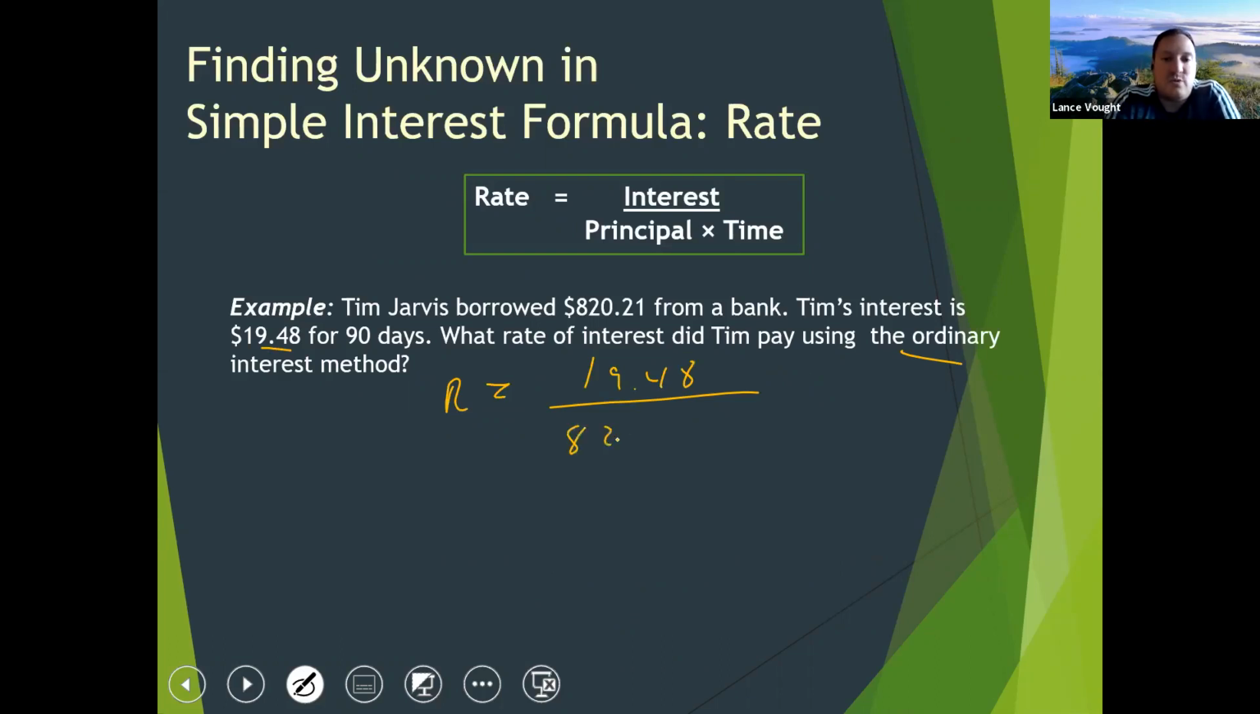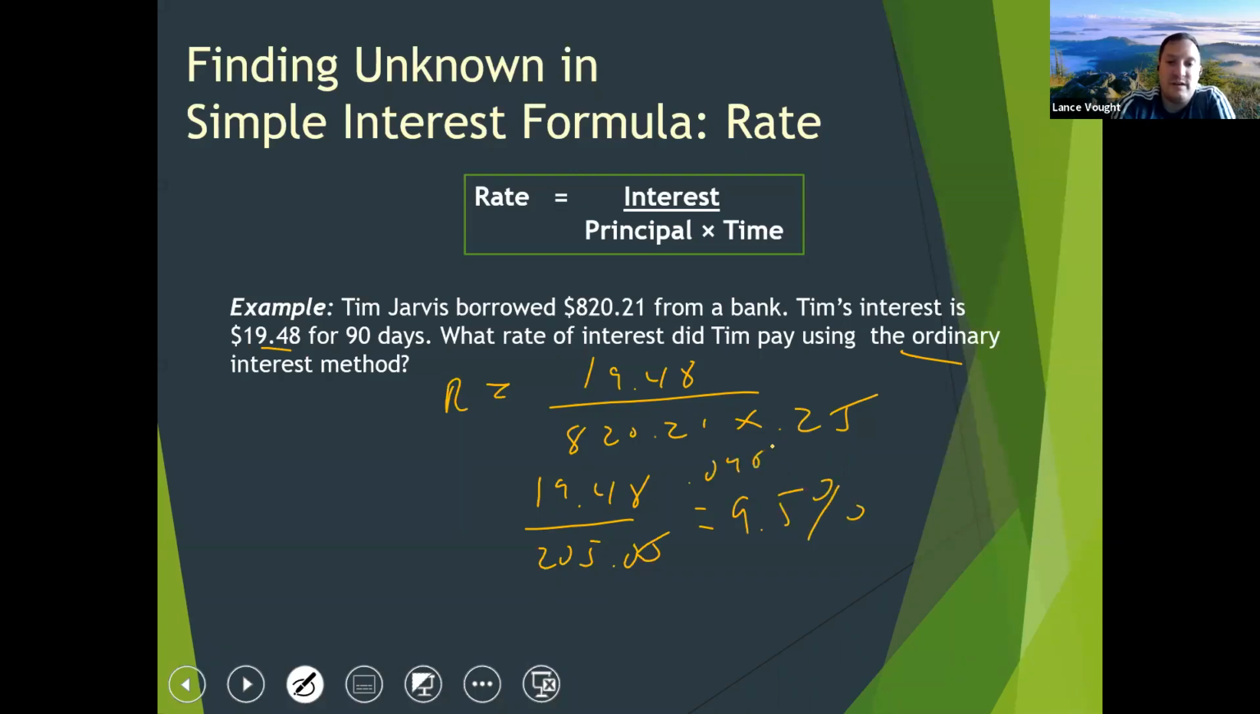and this is 820.21 times 0.25, because it's 1/4 of a year, then we get 820.21 times 0.25, we get 205.05, so 19.48 over 205.05 gives us hopefully approximately 9.5%. It does. It gives us exactly 9.5%. Well, it's really 0.095, which I've converted to 9.5%.